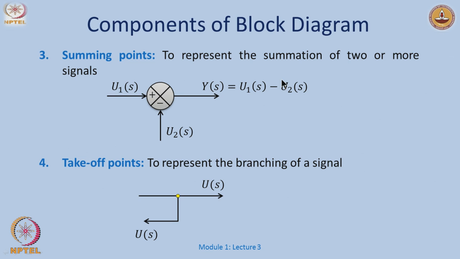Okay. Takeoff points, well, these are like just adding an additional wire over here. So, if this is U(s) here, and I put a wire here and take it off, the signal would still remain the same. So, this is U(s) here and U(s) also here. It just represents the branching of a signal.